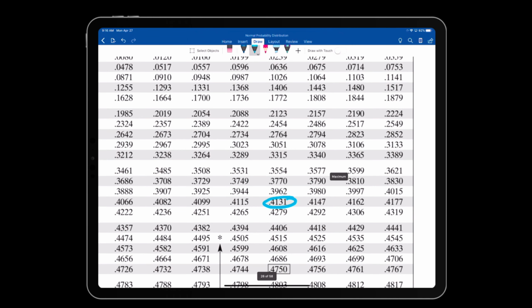0.4131. Good job, Joanna. That's what we're looking for.